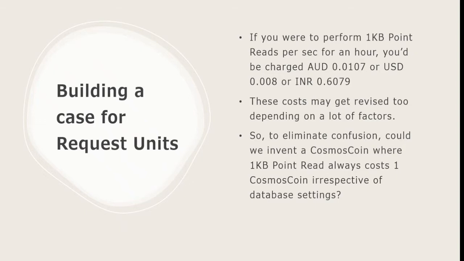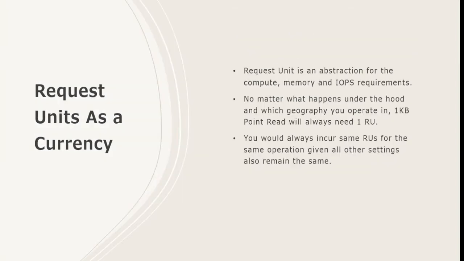We call it request units. Think of a request unit as how many currency coins you would require to perform a particular request. The base is that if you were to perform a 1 KB point read, you will always incur 1 RU. For a single 1 KB point read, you will always spend 1 RU, irrespective of other factors. Even if compute increases, something goes down, or geography changes, you will always incur 1 RU for a 1 KB point read. So that's where the RU comes into the picture.